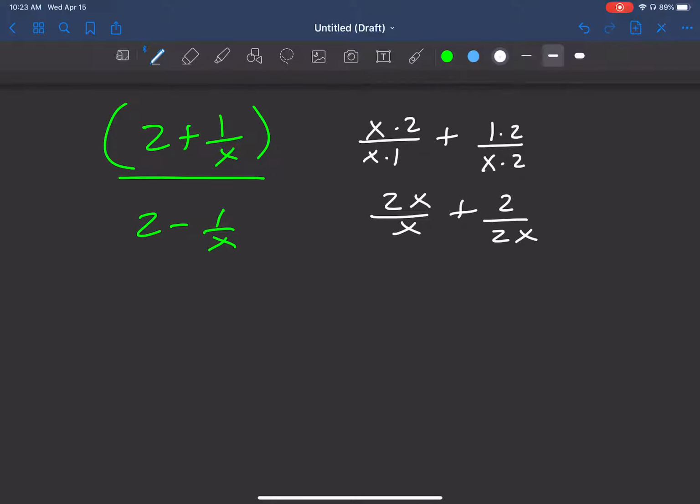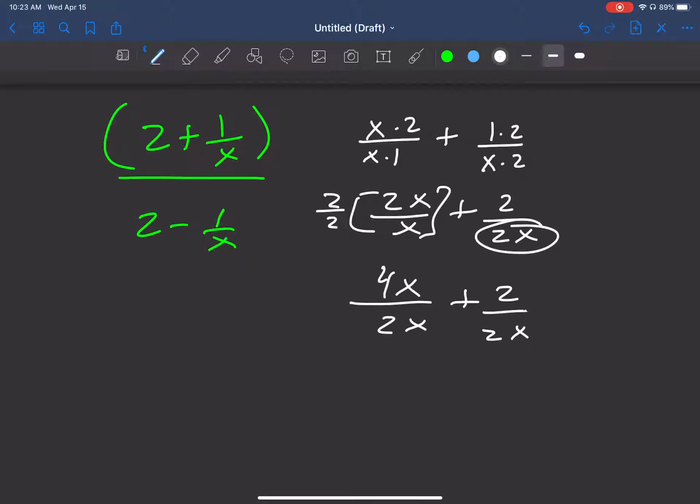That doesn't seem right. Let me see this really quick. Yes, okay, we're fine. So now what we need to do is multiply this side here by 2, too, right? So this needs to be 2 times 2, or 2 over 2. So now you can get 4x over 2x plus 2 over 2x, right? Because the goal is to get the same thing here on the bottom.